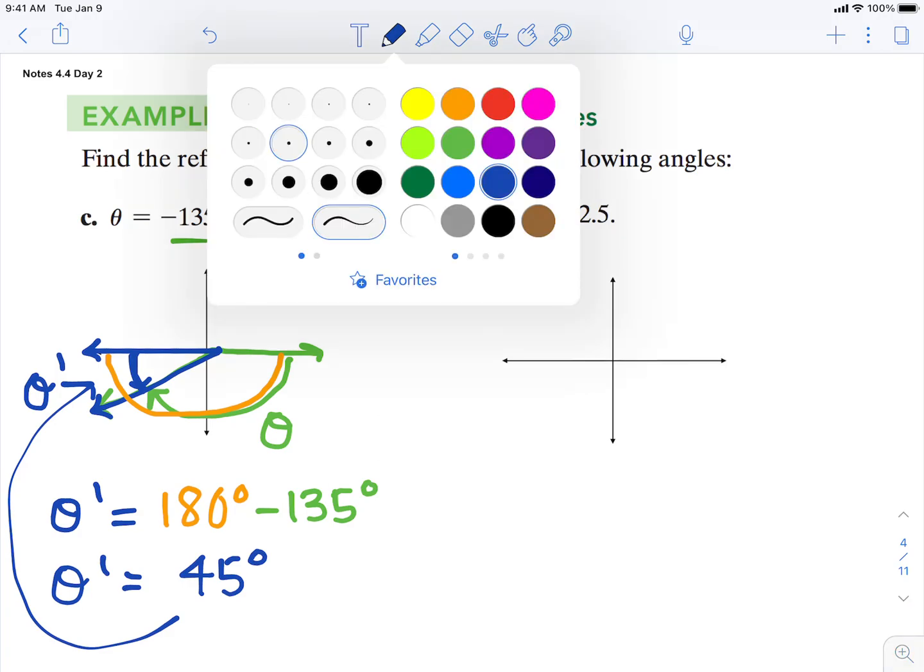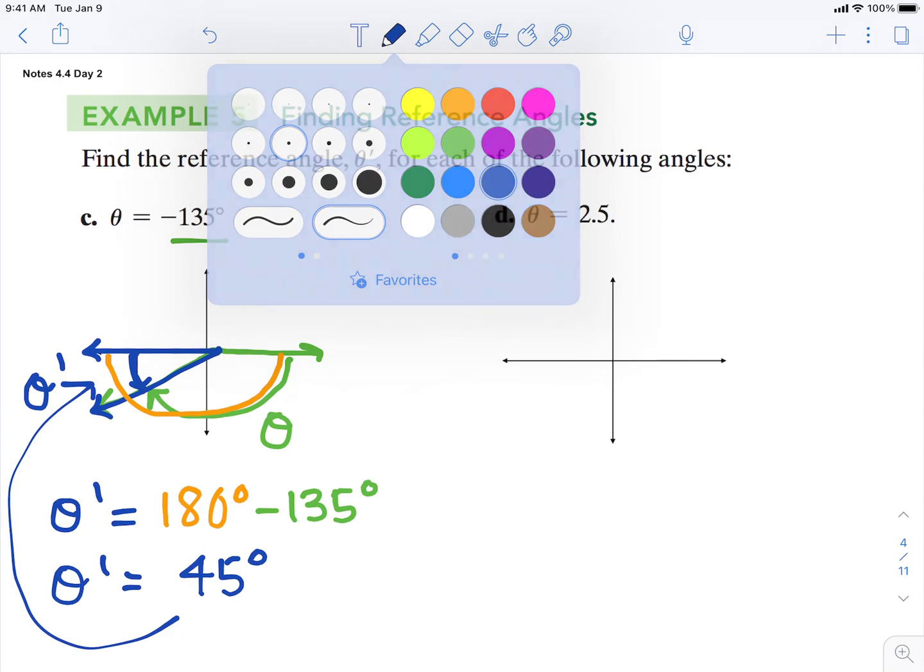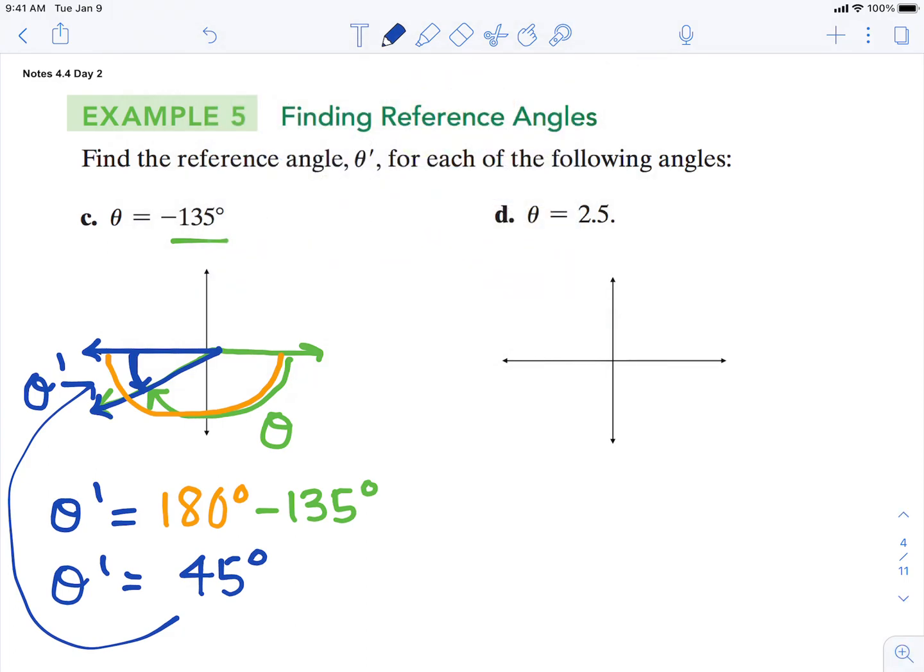The next one, 2.5 radians. So what is 2.5 radians on the unit circle? Let's say theta equals pi. Pi is 3.14 radians. Pi over 2 would be approximately 1.57 radians. So this is somewhere between pi over 2 and pi. Here's pi over 2, and this is pi.